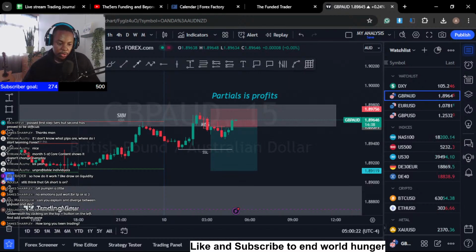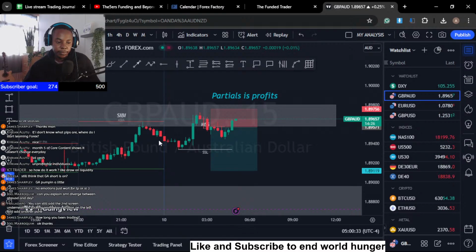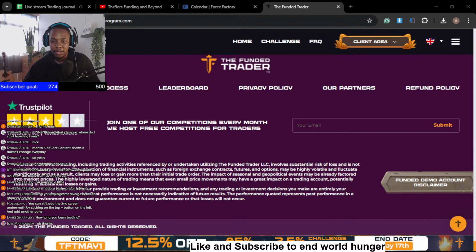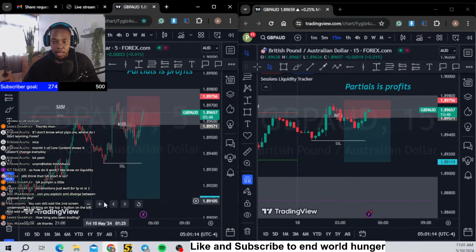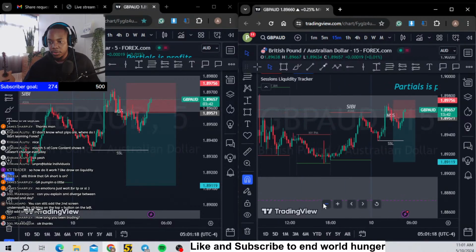You can still add the second screen underneath by clicking on top. Yeah, I know, I can just do this. Where's my second screen? It just seems like a lot of work. I know I can just do this, and add... why is my screen on that? And now I can just do this, yeah.